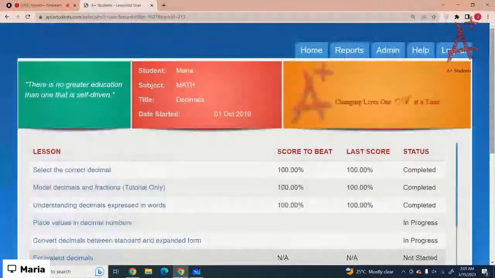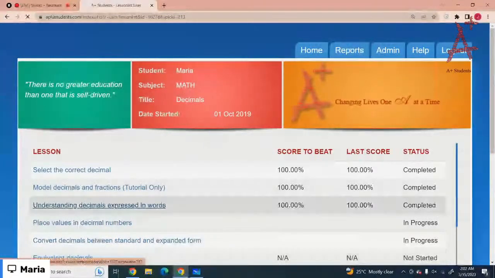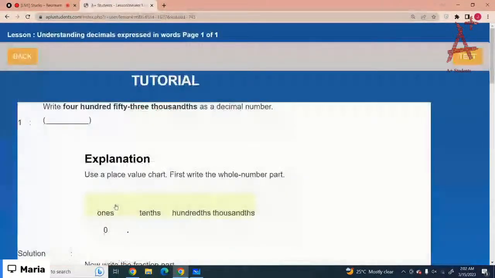So here I am on grade 5 maths. The chapter name is decimals, and here I'm going to start with the lesson understanding decimals expressed in words. So basically, you are given the decimal numbers written in words. You have to write them down in digit form. The concept here is you need to understand the place value chart.